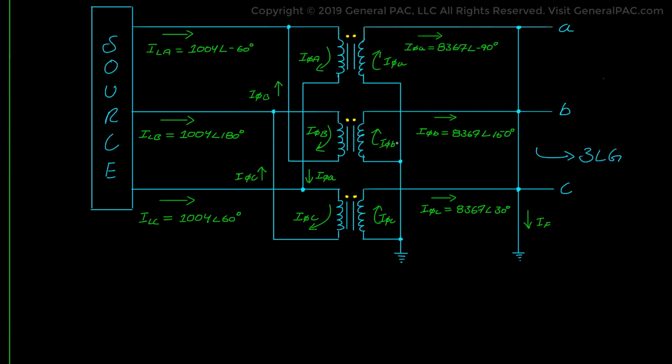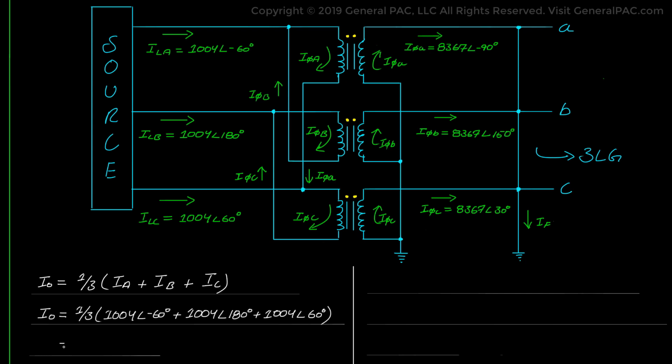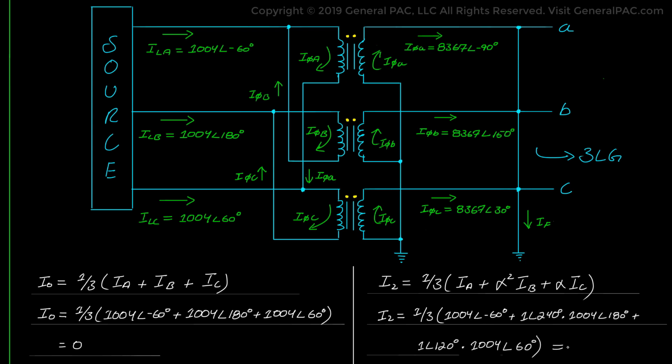For example, the equation for the zero sequence current is essentially 1/3 of the line A current plus line B current plus line C current as shown. And if we plug in these values, we simply get 0 for the zero sequence current component. And similarly, if we plug in the values for the negative sequence current equation, we also get 0 for the negative sequence current.